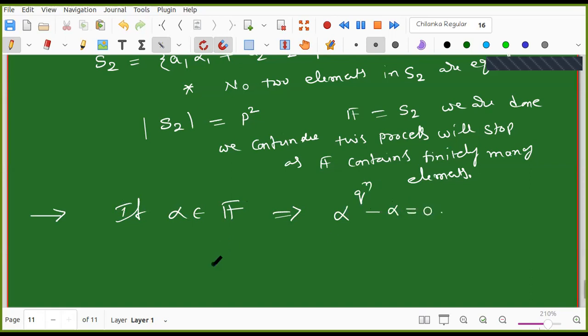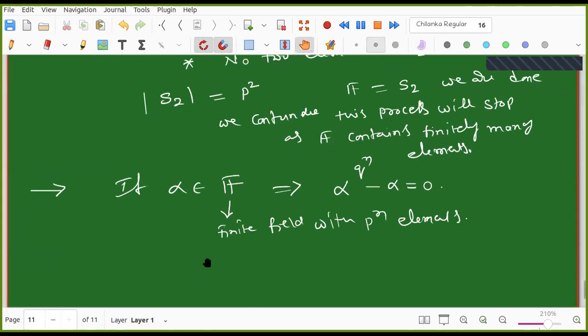Is it true? Finite field with P power n elements. Are you able to prove this? What is Q? Sorry, go on. Yes, sir. Thanks. So think about it, all of you. Yes, sir.